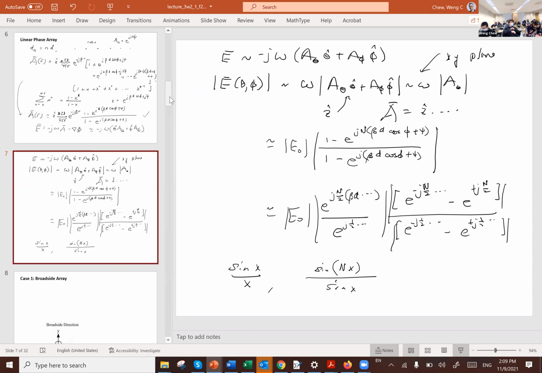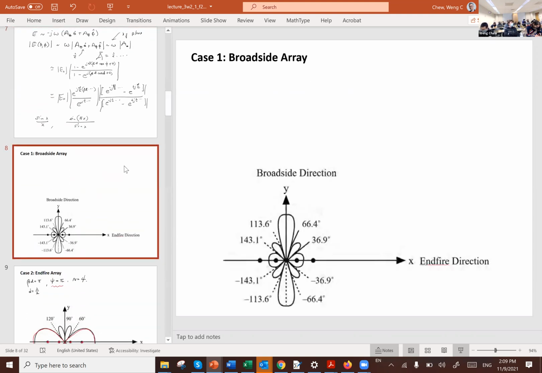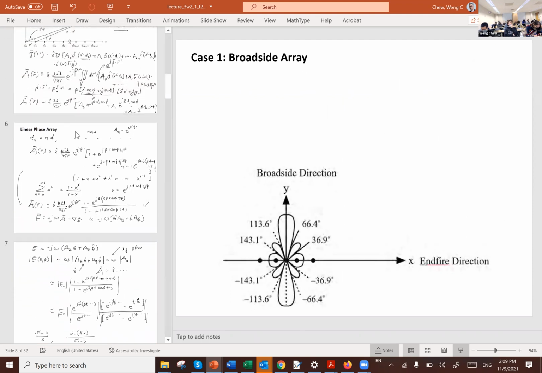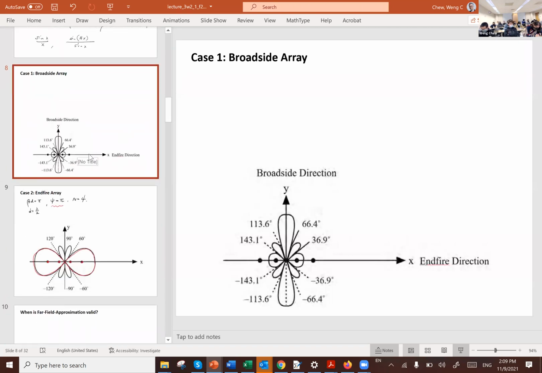There are two examples given in the lecture notes. You can pick the phases between the array elements. You can also pick the number of array elements. And here's an example where the spacing is such that beta d is pi, the phase is 0, and n is equal to 5. Beta is equal to 2 pi over lambda, and then you can take d equal to lambda over 2, the halfway point.